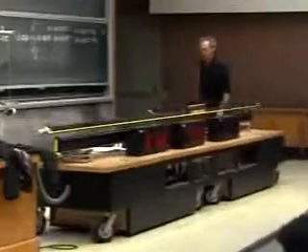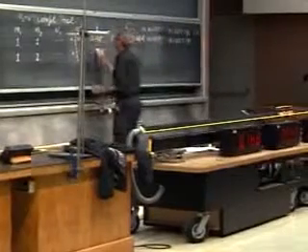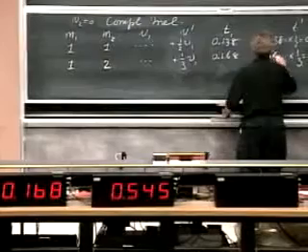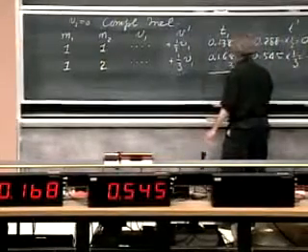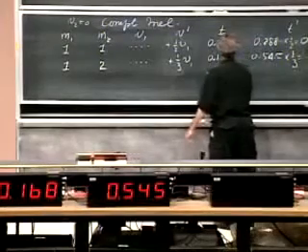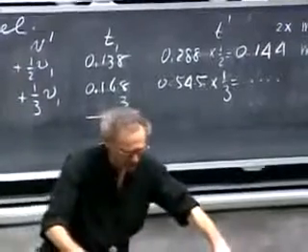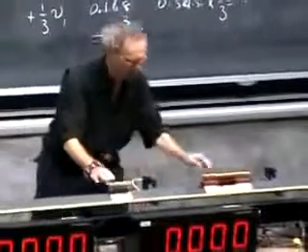168,545. 168. Multiply this by 3. 504,545. 8% difference is a little high, but these things can happen. I told you they bounced. I didn't like that. And then they got stuck again.